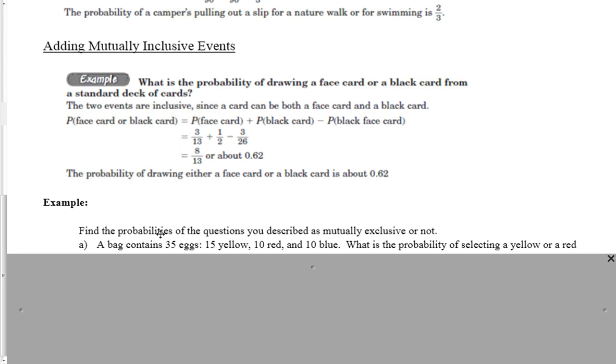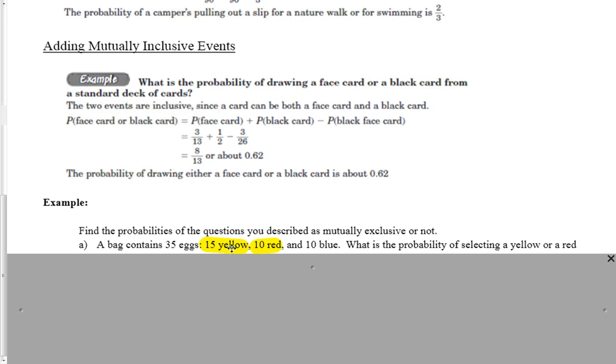Find the probabilities. These are the same things we did before, but now we actually have to find the probability. A bag contains 35 eggs. 15 are yellow, 10 red, 10 blue. What's the probability of selecting a yellow or a red egg? Well, we have yellow eggs and red eggs. If you add them up, the total 15 plus 10 plus 10 is 35.